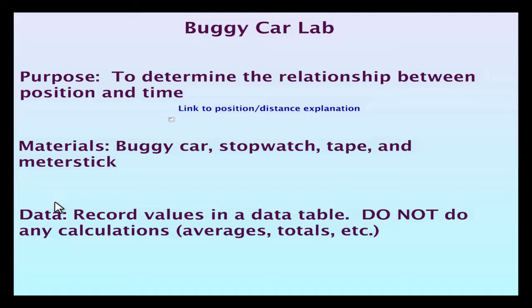So when you come to class tomorrow, I want you to have a data table that you could use to measure it, and come up with how many trials and how many different positions you want that car to travel to for you to be able to get some accurate data. You're not going to put any averages and you're not going to put any totals in that data table. It's just going to be raw data, no calculations.